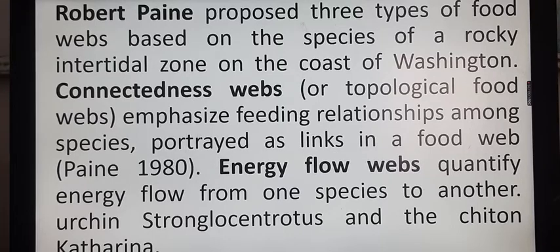Then this is the food web which is telling the relationship of the species on feeding relationship, means on the food. But energy flow food web is showing the flow of energy from one species to another.